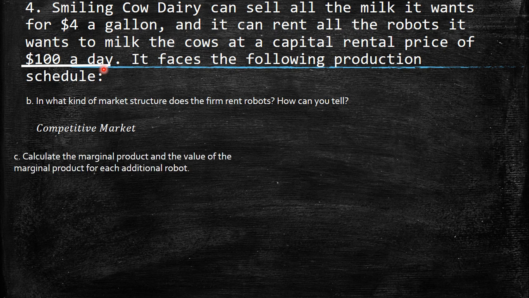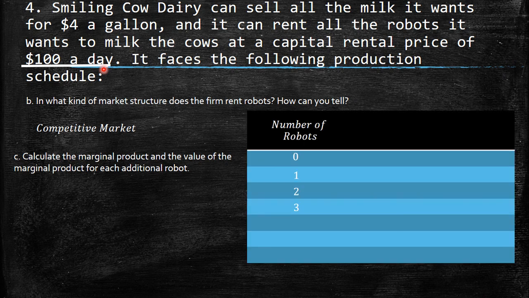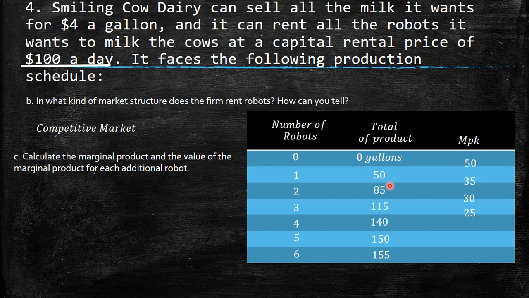Now, calculate the marginal product and the value of the marginal product for each additional robot. Here we have the number of robots, the same information you saw before, and the total product. Then the marginal product of capital, MPK, is the change in production, since we change robots one by one. So it is 50 minus 0, 50; 85 minus 50, 35; 115 minus 85, 30; and so on and so forth. Here we have the marginal product of capital.